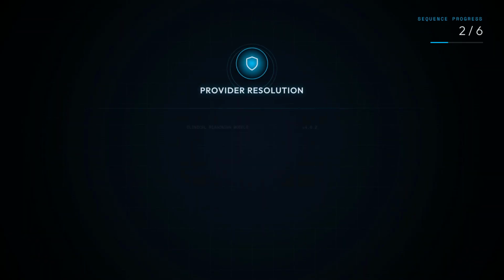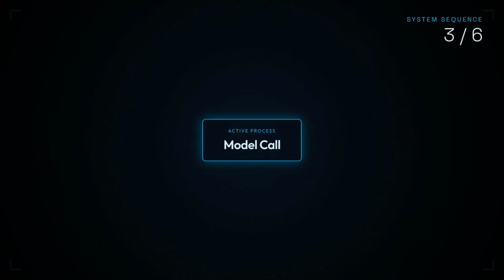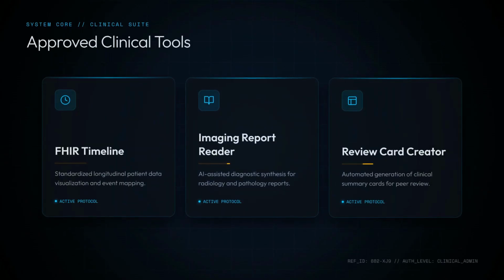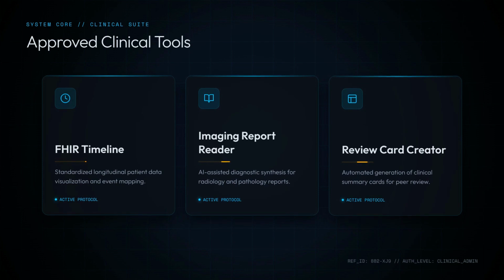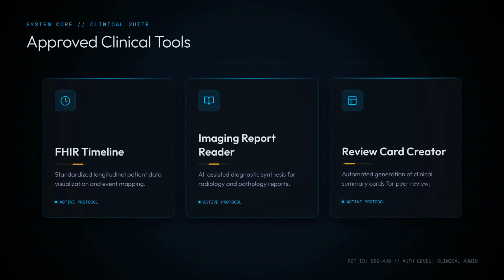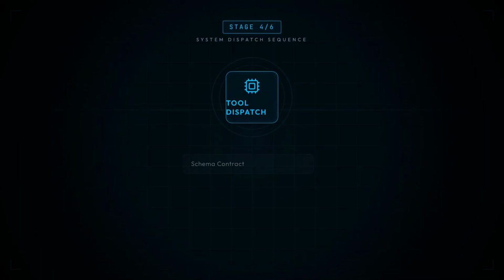Second is provider resolution. A provider runs the model. A model is the reasoning engine chosen for the task. Third is the model call. The model examines the assembled request and either returns text or asks to use a tool. A tool is a deliberately defined action the system may permit. For example, retrieve a read-only FHIR timeline, read a de-identified imaging report, or create a draft card in a review queue. Fourth is tool dispatch.